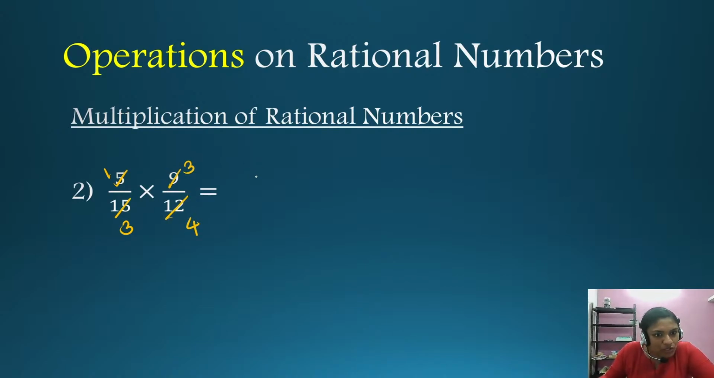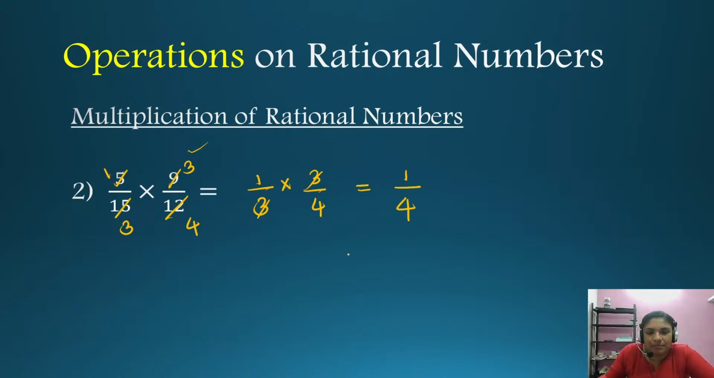So now our fractions are 1 by 3 times 3 by 4. Again, 3 and 3 are here, right? You can cancel them. If you want, you can cancel it here itself. So what is remaining? 1 by 4. The product is 1 by 4.